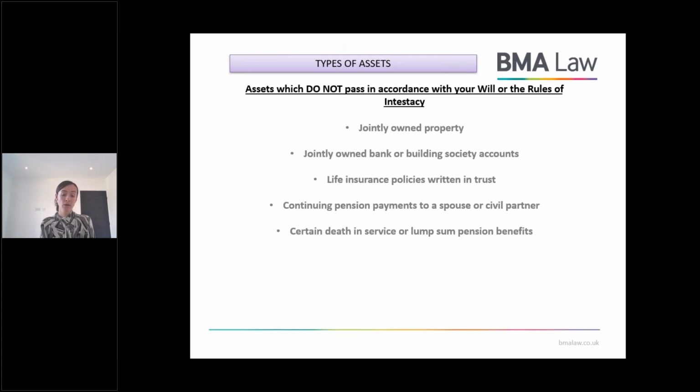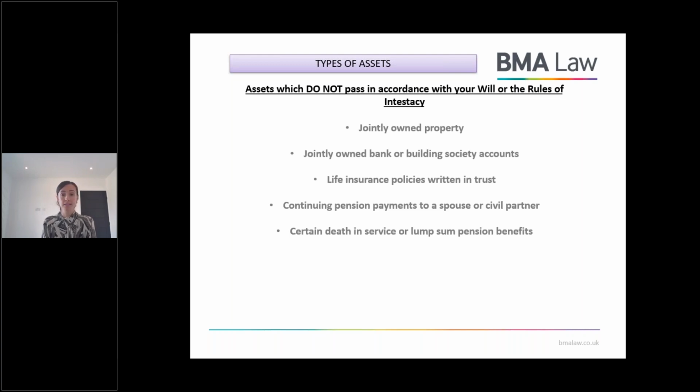So, we will now consider which assets will not pass in accordance with your will or the rules of intestacy, so that we can identify which assets will. Firstly, we will look at jointly owned property. There are two ways in which you can own property jointly.